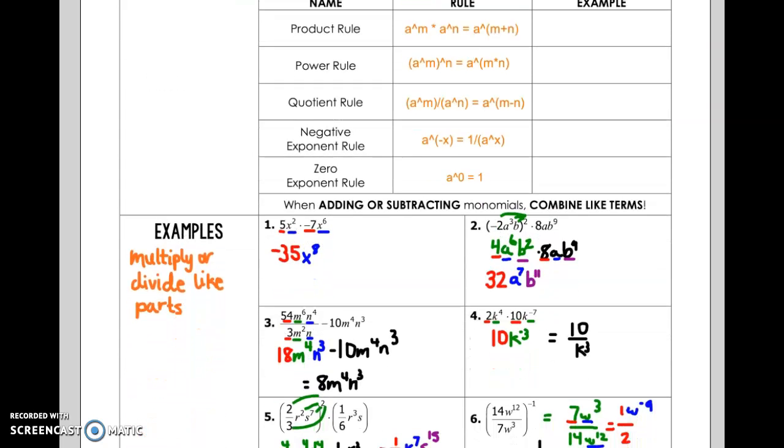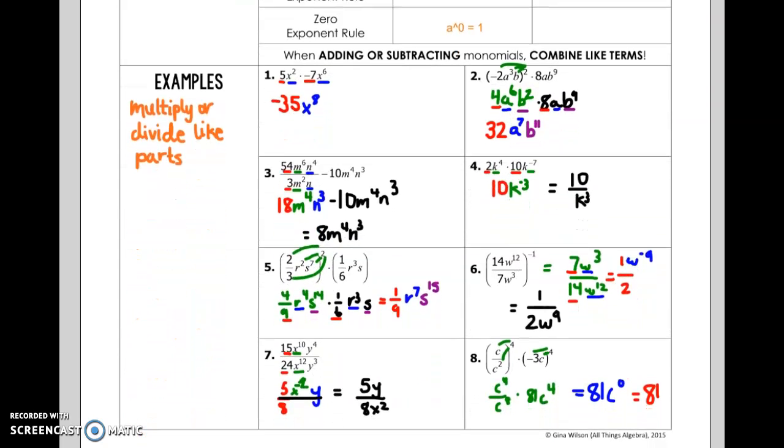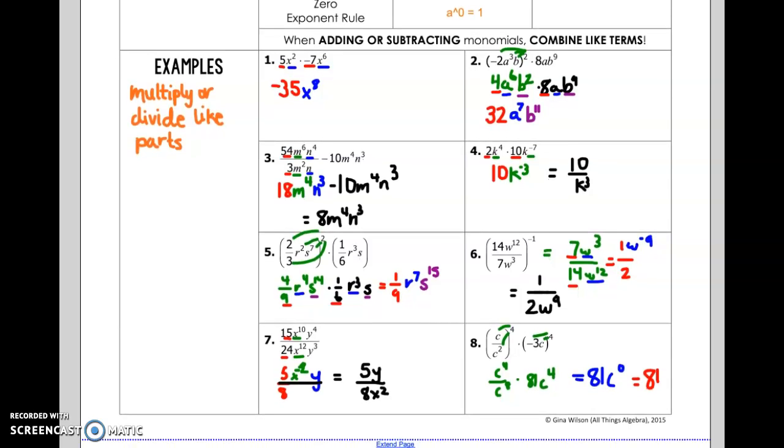When we are multiplying or dividing, okay, so this next little section of examples that I have for you on my notes, when we're adding or subtracting, we combine like terms, but when we're multiplying or dividing, we're going to use those exponent rules. And so I say multiply or divide like parts, meaning let's take our constants multiplied together, let's take our variables multiplied together. So 5 times negative 7 is negative 35. X squared times x to the 6th, we add those exponents, we get x to the 8th.